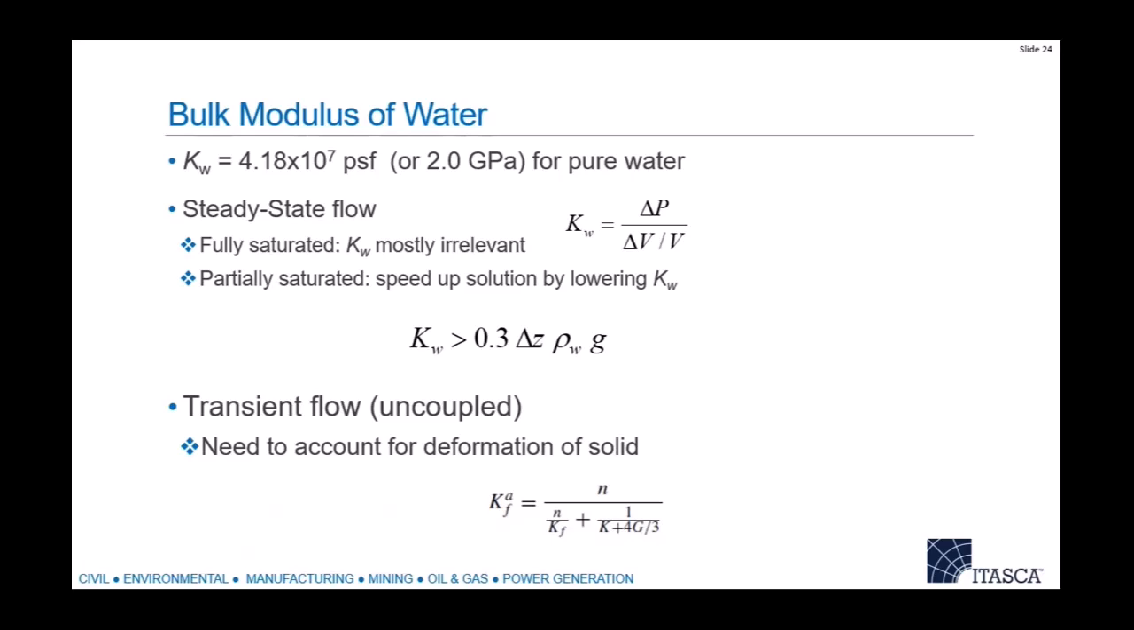How to speed it up? Generally, you lower that to an optimal number, and this is the number you want. It's roughly 0.3 times a characteristic length, basically the length of your zones in the region you're most worried about, and then times water density times gravity. This is sort of a rule of thumb for setting a non-realistic bulk modulus of water to converge to the steady state solution as fast as possible.